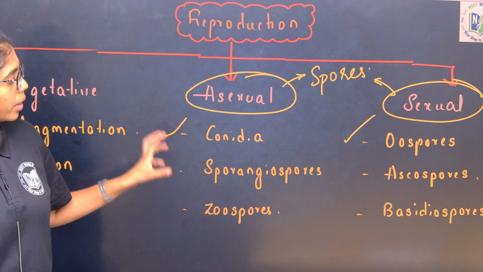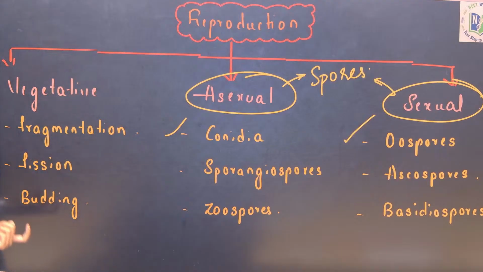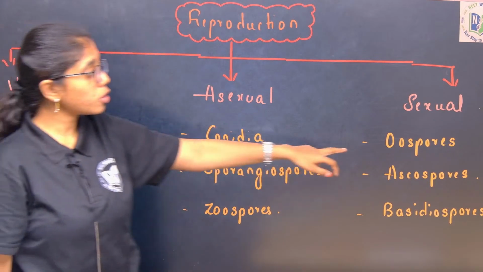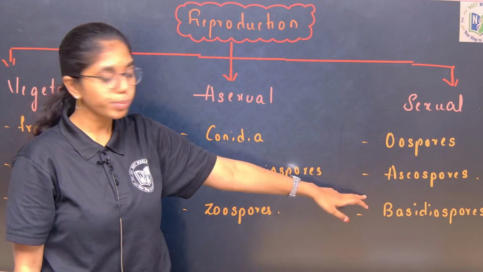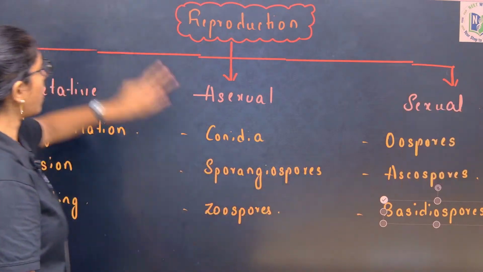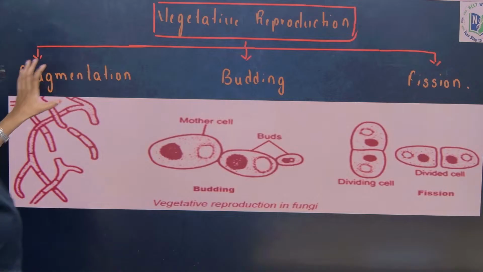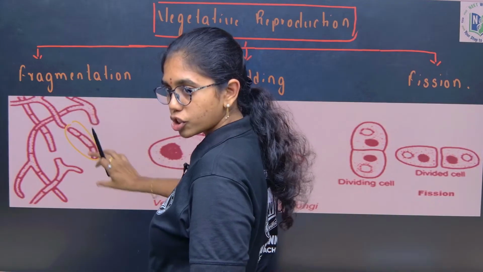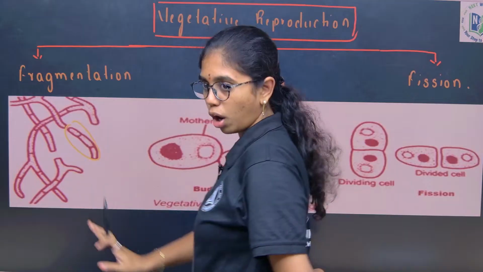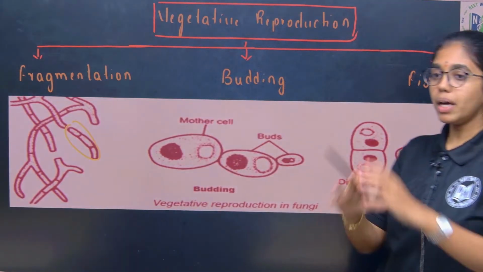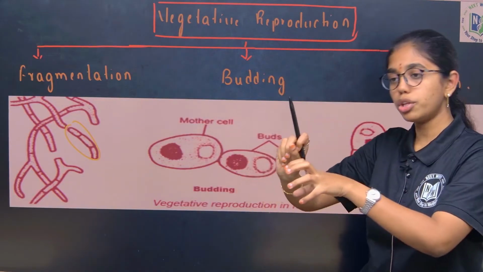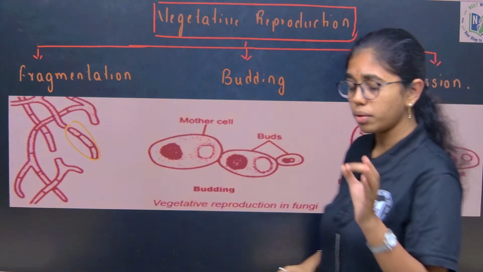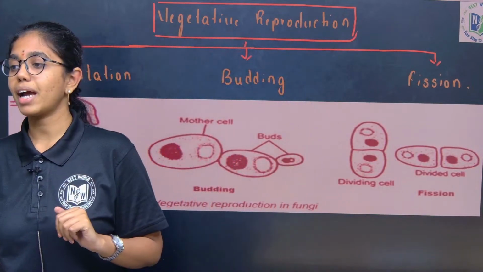Clear, right? So, here we will look into each mode of reproduction in detail. You have to remember the asexual spores and sexual spores, very important. Oospores you will see in Oomycetes or Phycomycetes, ascospores in Ascomycetes, basidiospores in Basidiomycetes. Vegetative reproduction, here we go. Fragmentation, where the mycelial hyphae will be fragmented into small hyphae and these hyphal structures will give rise to the entire mycelium. This is fragmentation mode, you all know it clearly.